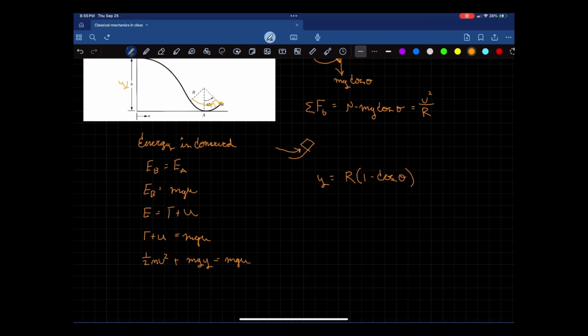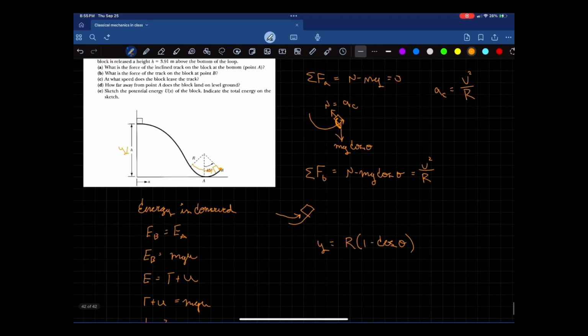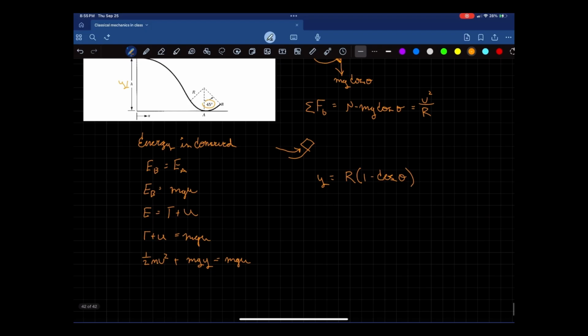So if we wanted to find the height here, it would just be the radius times 1 minus cosine theta. So we're also given that theta here is equal to 45 degrees. So our height is equal to r times 1 minus 1 over the square root of 2, because cosine 45 is equal to 1 over root 2. So this would be our equation for y, right?